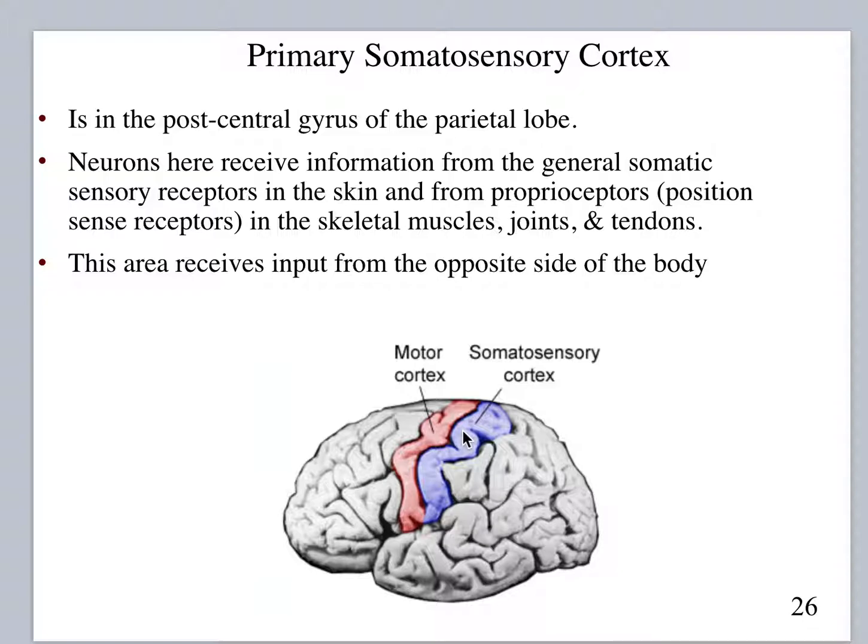You're aware of an itch or a painful sensation. You're aware of it because of the somatosensory cortex. And this also receives input from the opposite side of the body. Usually one half of the brain receives input from and controls the opposite side of the body.